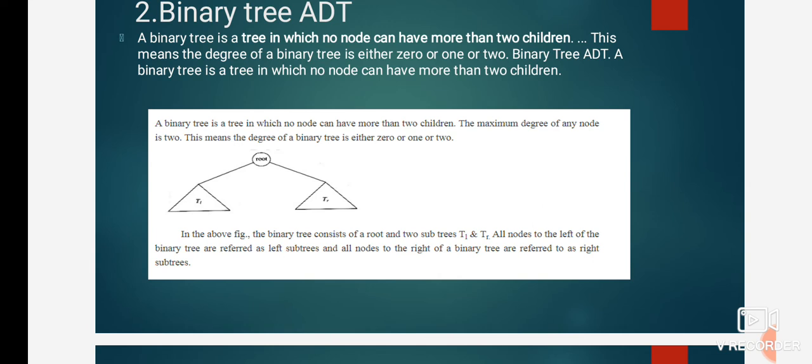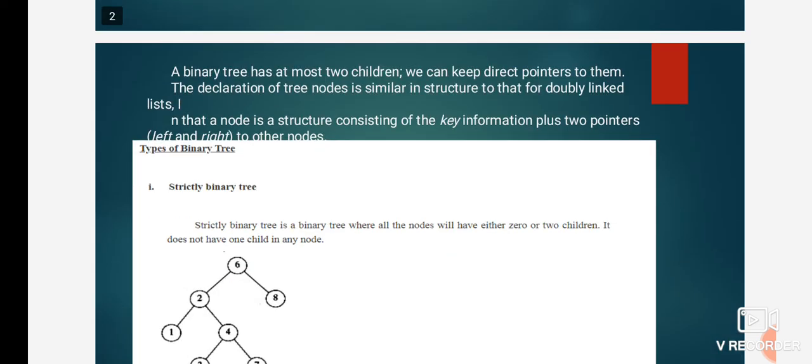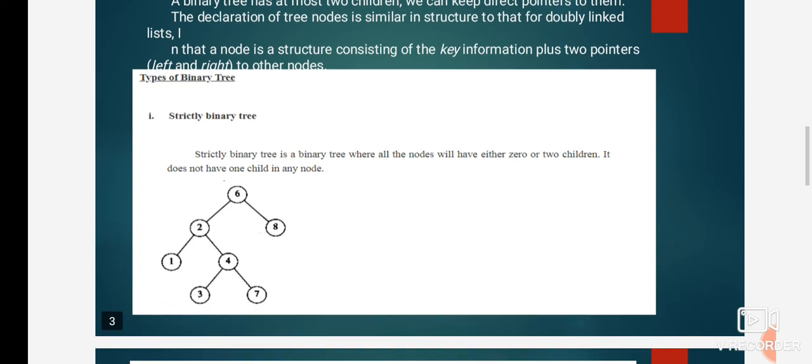All nodes to the left of the binary tree are referred to as the left subtree, and all nodes to the right of the binary tree are referred to as the right subtree. And the binary tree has at most 2 children. We can keep direct pointers to them. The declaration of the tree node is similar in structure to that for a doubly linked list, right? So here are the types of binary tree.